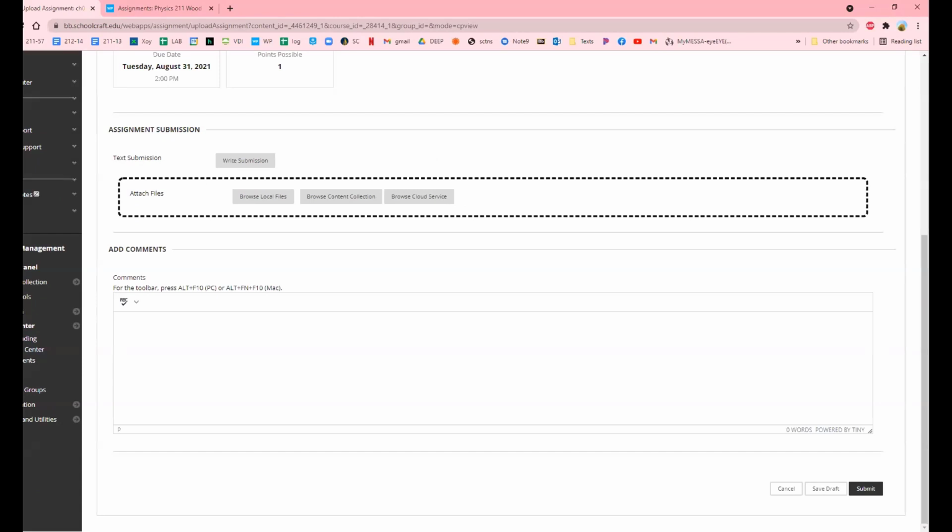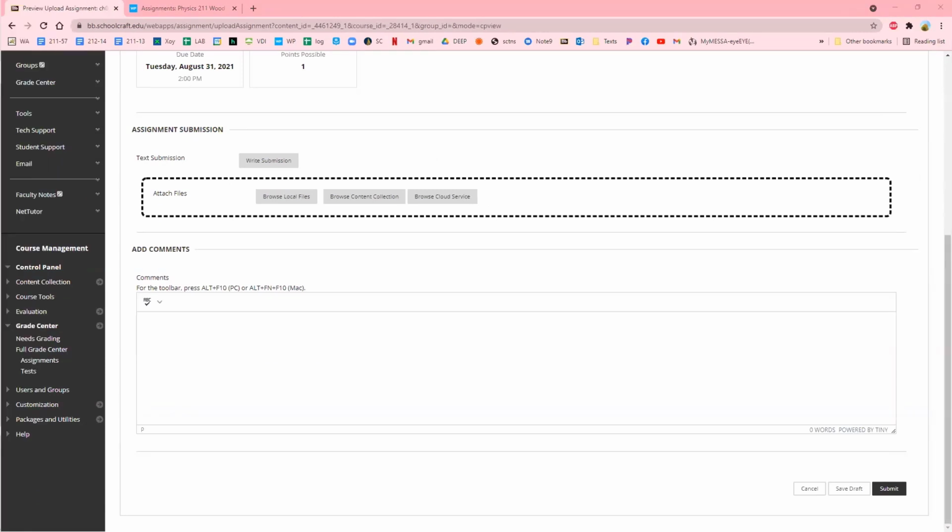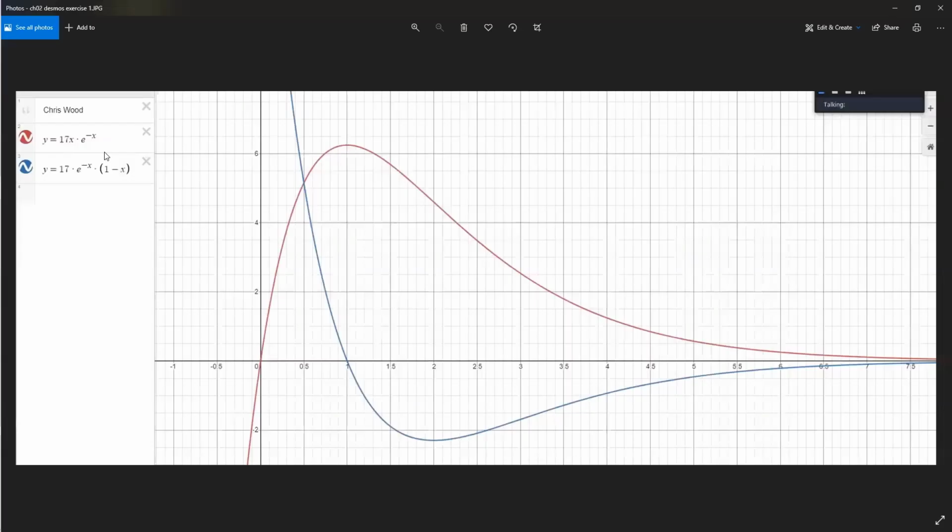And your work has to basically look like this. Let me share it. You need to have your position function, your velocity function, and your name. So it's name, and then position function, then velocity function. And you screen capture that into a file and you attach that file to that link in Blackboard.